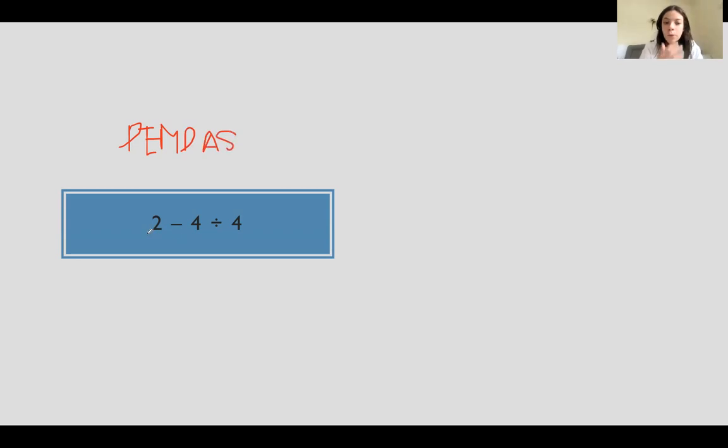So here we have 2 minus 4 divided by 4. So what comes first in PEMDAS is division. So first thing we're going to do is 4 divided by 4, so we get 2 minus 1 equals 1. So the answer to this question is 1.